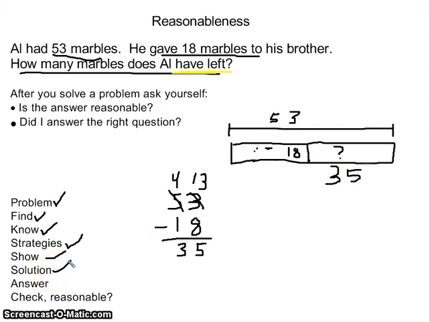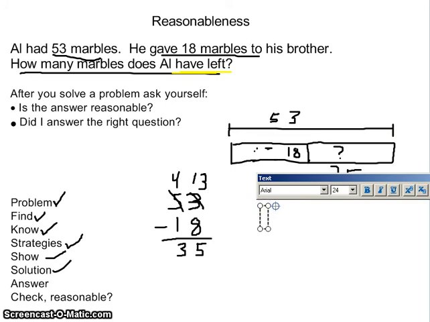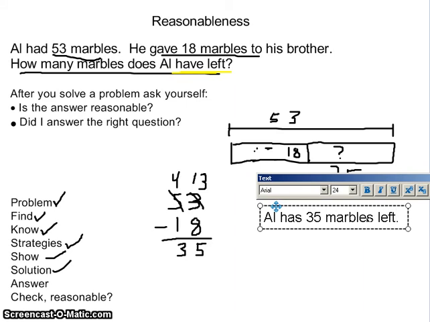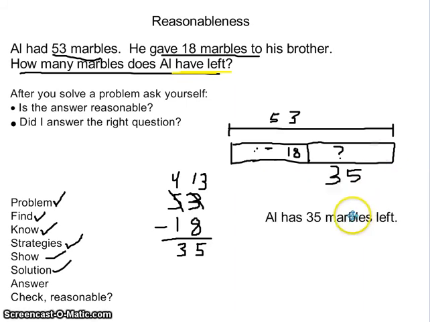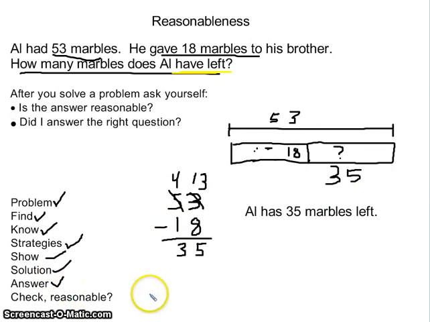And then I need to figure out what my answer is. Well, how many marbles does Al have left? So I'm going to type this. Al has 35 marbles left. Here's my answer. And finally we get down to where we're going to look at reasonableness. Check. Is this answer reasonable? 2 ways to check this. One way is to add 35 plus 18, and you should get 53.